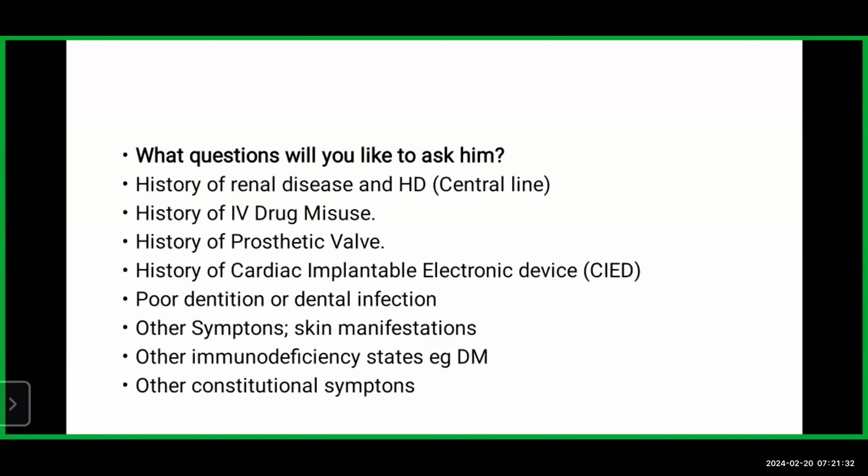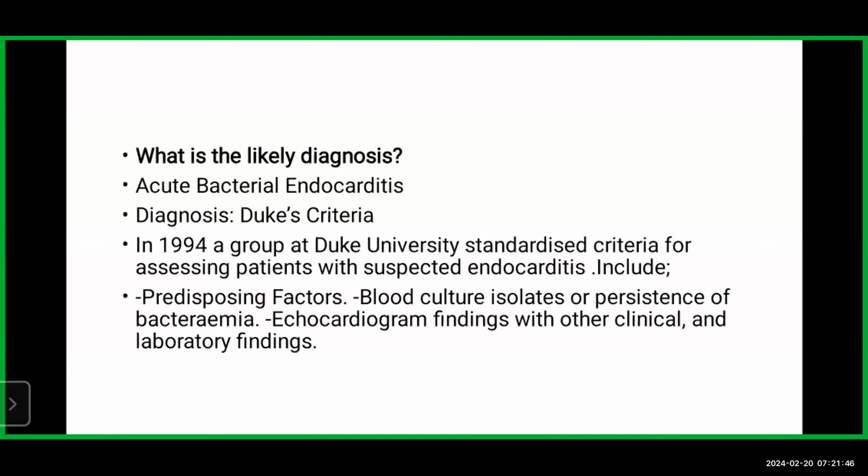Then other constitutional symptoms like fever, anorexia, weight loss, that may also tell us that he may have infective endocarditis. So what's the likely diagnosis? The likely diagnosis is acute bacterial endocarditis because of the classical history, the new murmur, the echo findings of vegetation on the aortic valve, and confirmation with blood culture that grew a typical organism capable of causing endocarditis, that's Staph aureus.